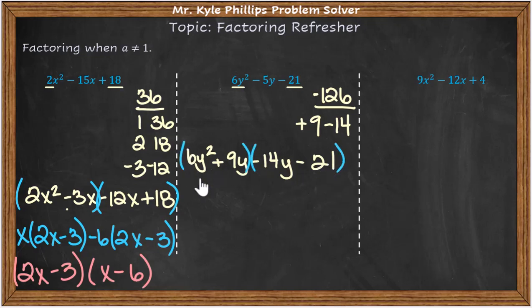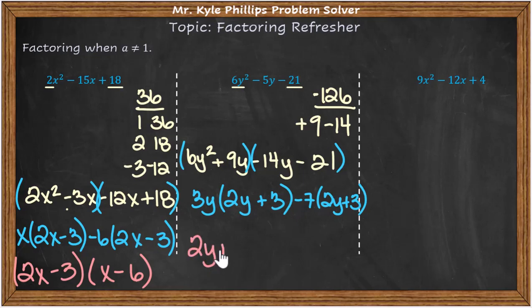So the GCF here looks like it's going to be 3y. That is going to leave me with 2y plus 3. And then here I can factor out negative 7, and that leaves me with 2y plus 3. The greatest common factor here is 2y plus 3, so I can factor that out. So I get 2y plus 3, and I am left with 3y minus 7. And there we have it. Those are my factors. All right, last one.